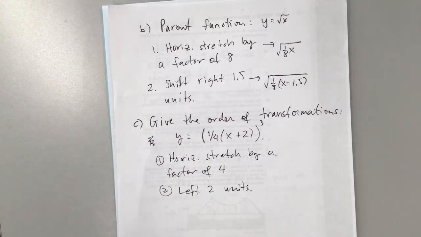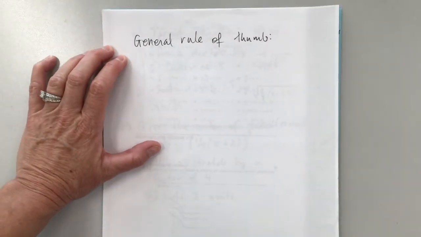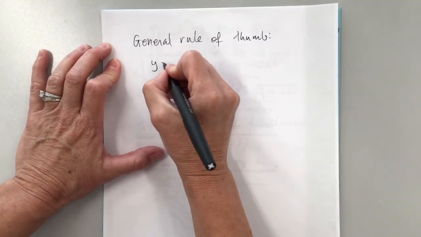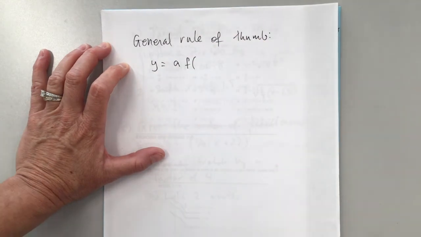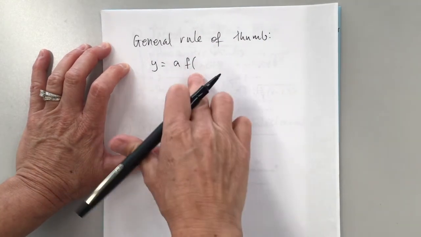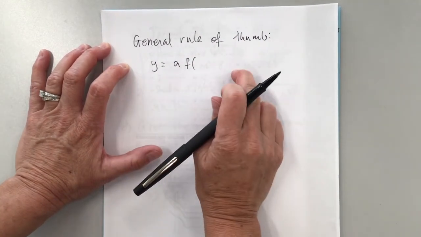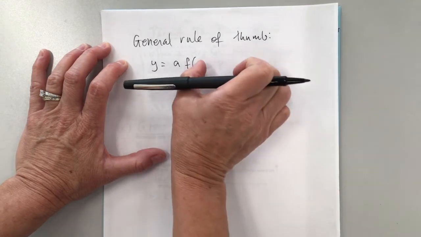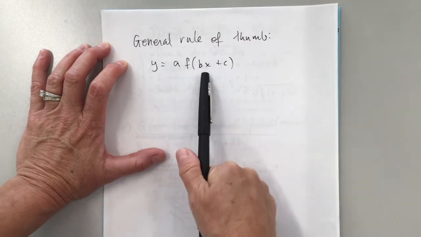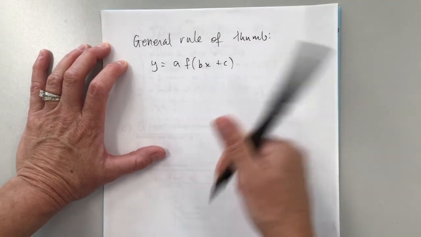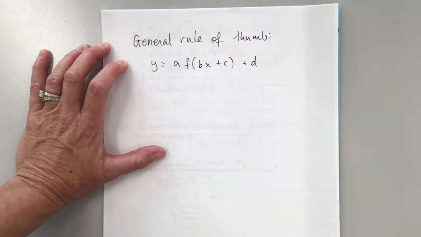All right, so I am ready to give you a rule of thumb here for the general case. So the general rule of thumb will be this. If I have y equals a times some function, so a is multiplied on the outside of the function, and this is now some function whose input is bx plus c, where the b is not factored out from the x, plus d.